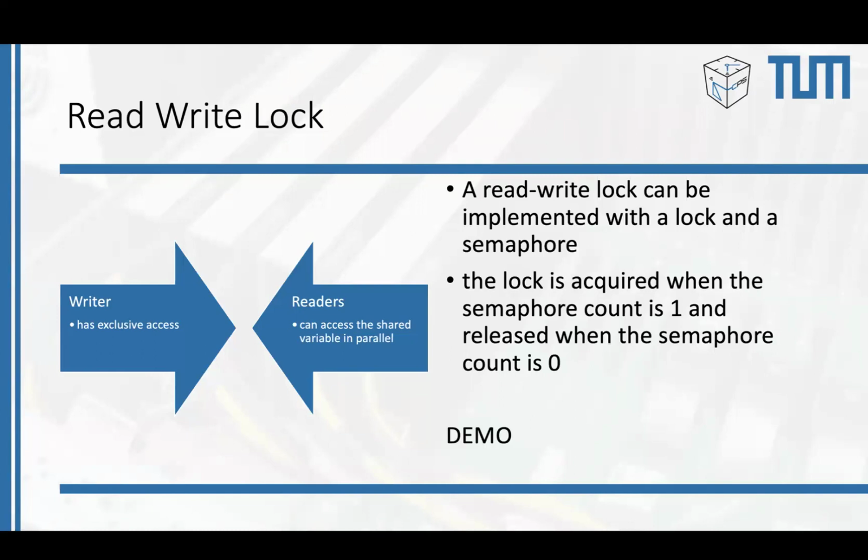Right? So what I check is if the semaphore is count 1, I acquire the writer lock. If the semaphore is gone down to 0, I release the writer lock. In this way, the writer can only have access when no reader is active and vice versa. And no reader can access the array when the writer is active. Is that clear how the mechanism works?